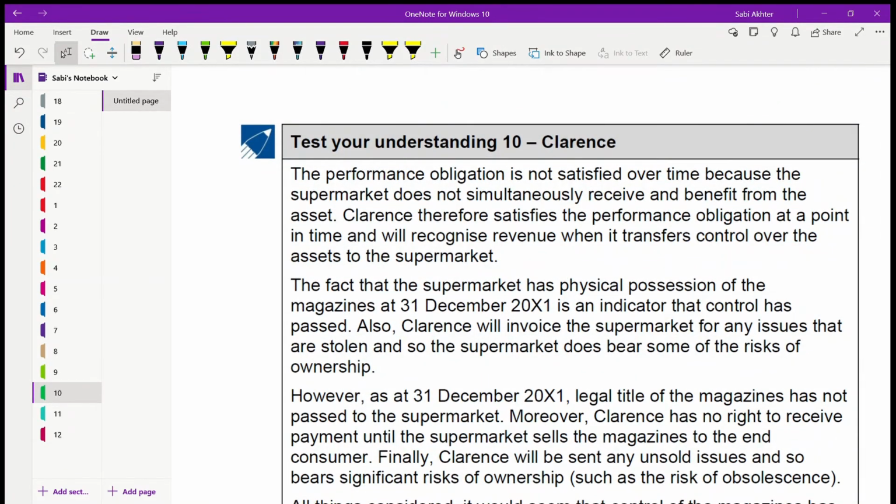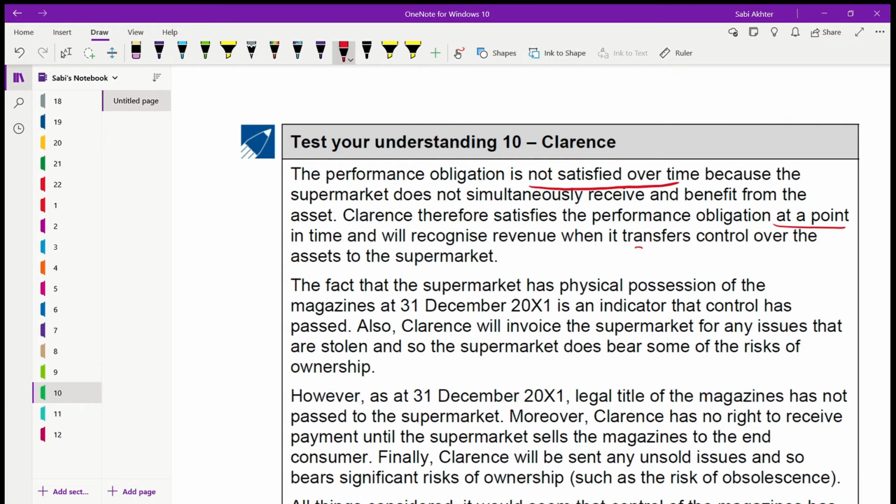So the performance obligation is not satisfied over time, because the supermarket does not simultaneously receive and benefit from the asset. This is not satisfaction over time. It's at a point in time, because the supermarket cannot receive the asset and benefit from the asset simultaneously. Either the supermarket has control of the asset or it does not. So Clearance therefore satisfies the performance obligation at a point in time and will recognize revenue when it transfers.